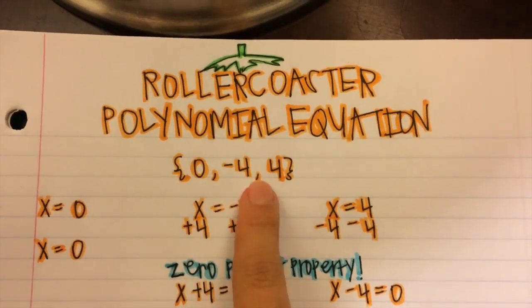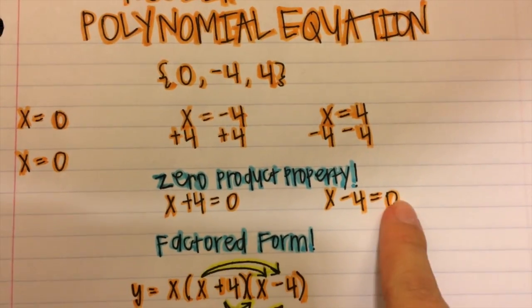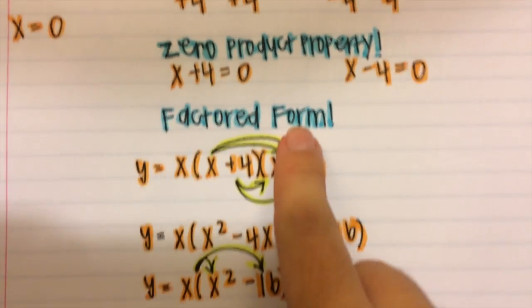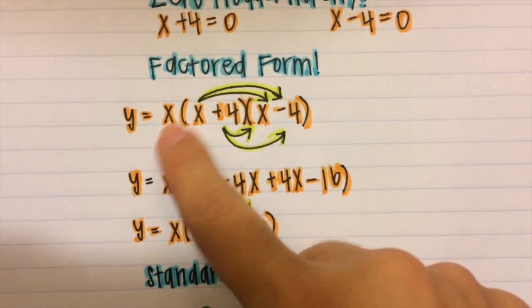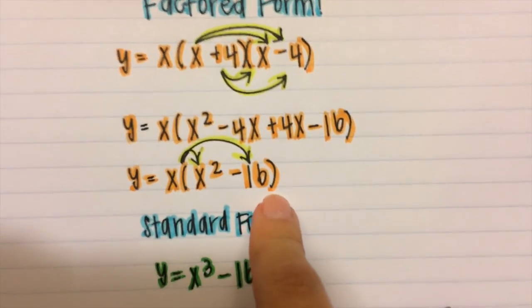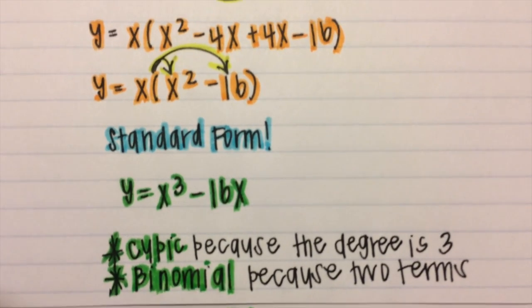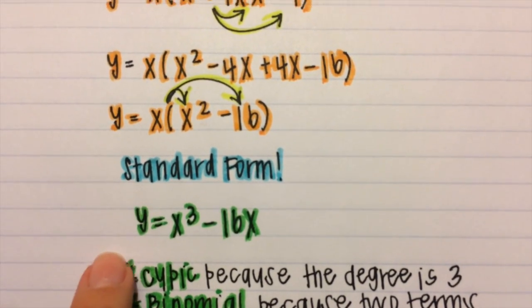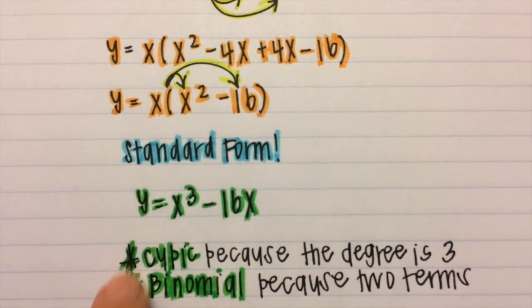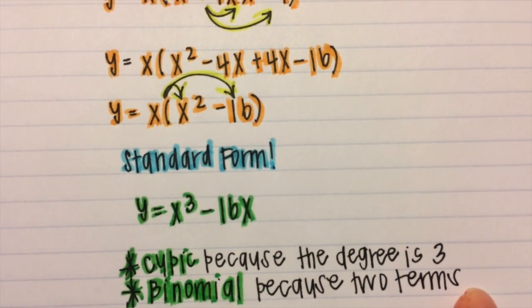Starting with the x-intercepts, you use the zero product property to get your answer in factor form. You then distribute the x to the equation. The 2 middle equations cancel out, and you are then left with your answer in standard form. You then classify the polynomial equation as a cubic binomial. Cubic because the degree is 3, and binomial because there are 2 terms.